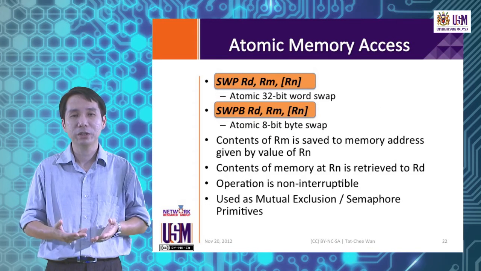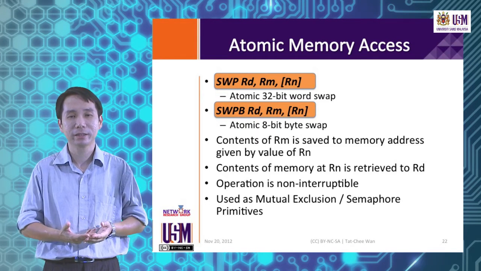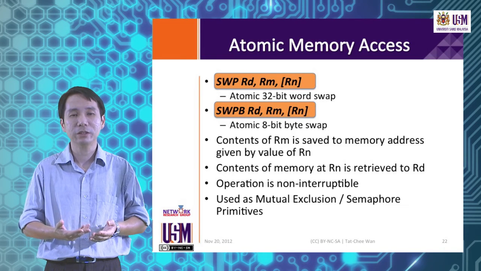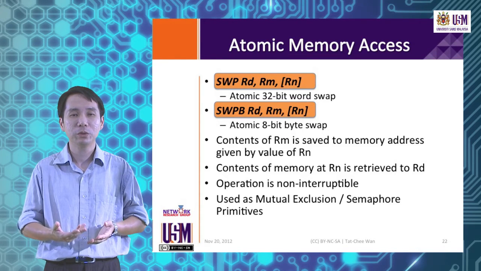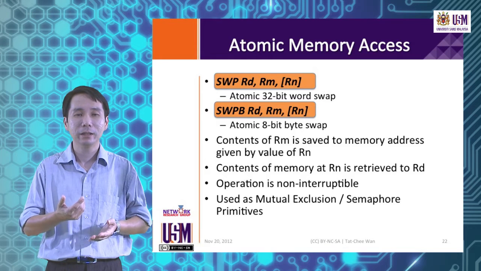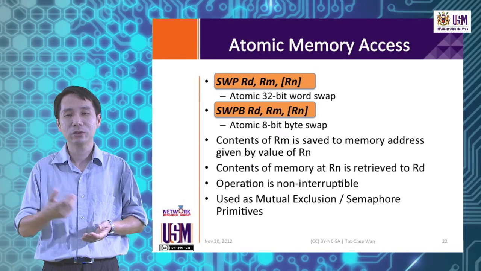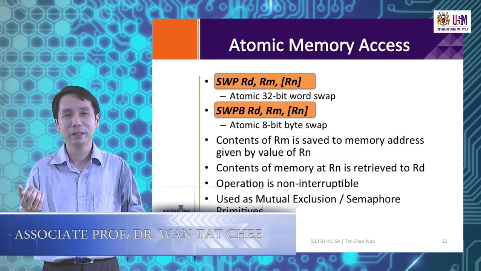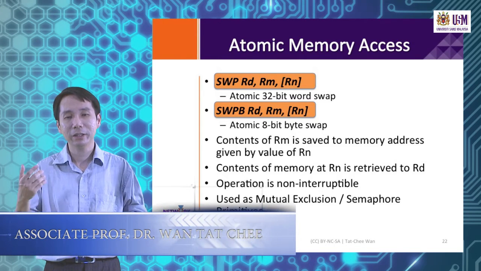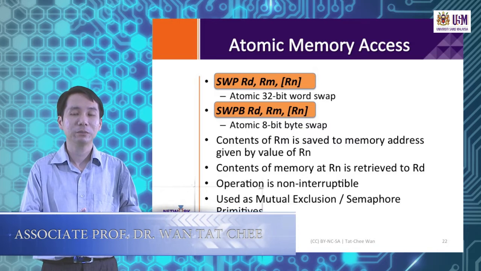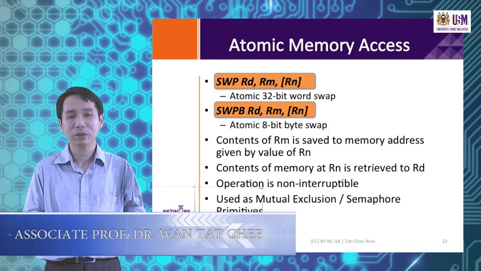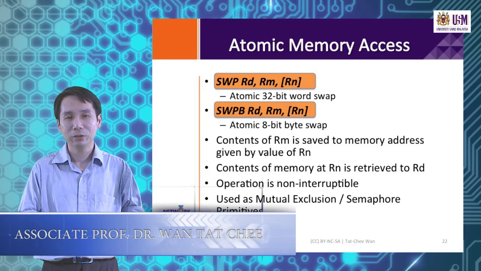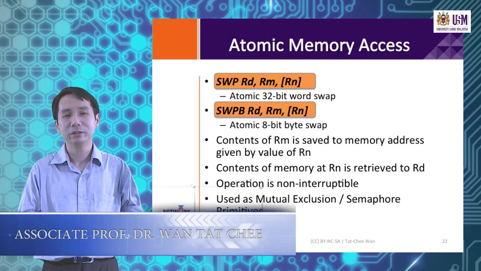Finally, we have the swap instructions, which are used for atomic memory access. The swap SWP instruction, SWP Rd, Rm, [Rn], allows us to perform a 32-bit word swap: the contents of Rm are stored to the memory address given by the pointer R sub n, and the value in memory at R sub n will then be retrieved to R sub d. The other version, swap byte or SWPB, only stores an 8-bit value.